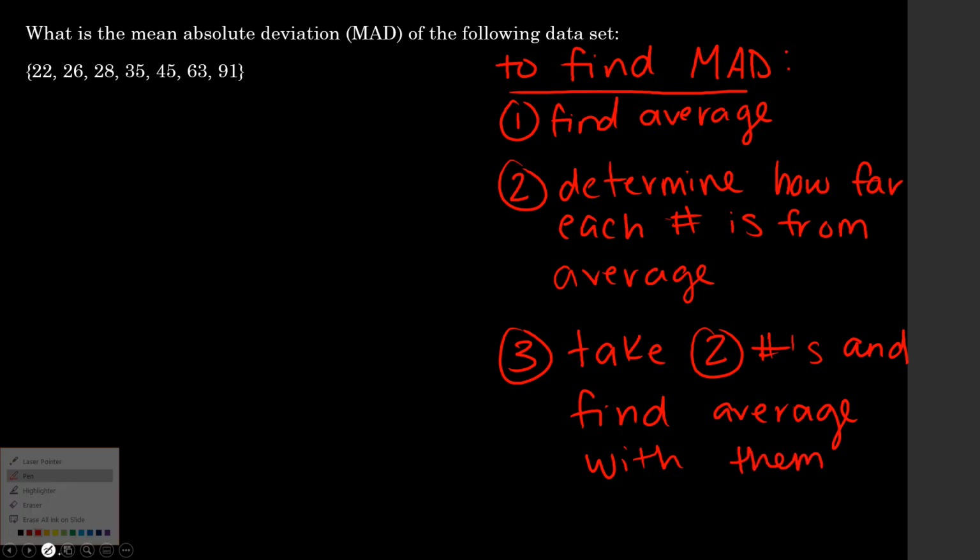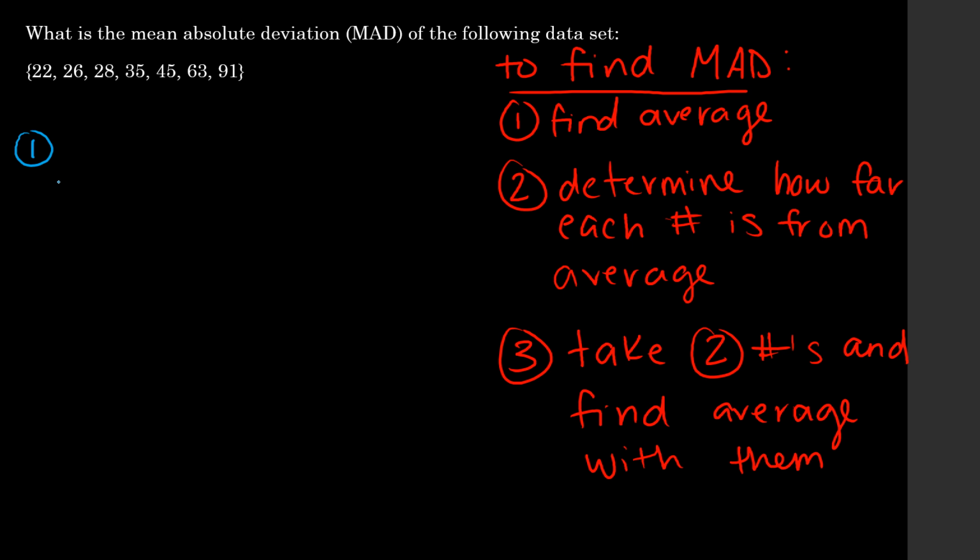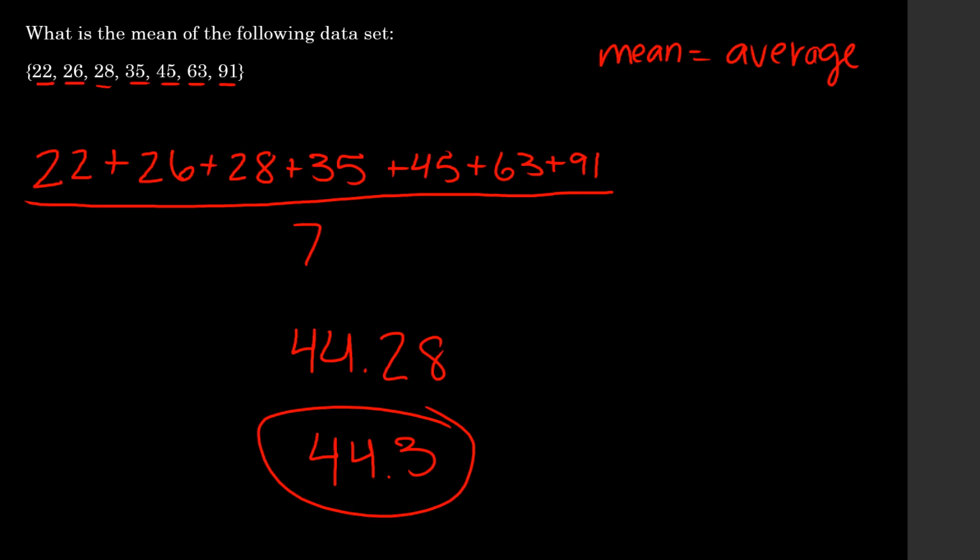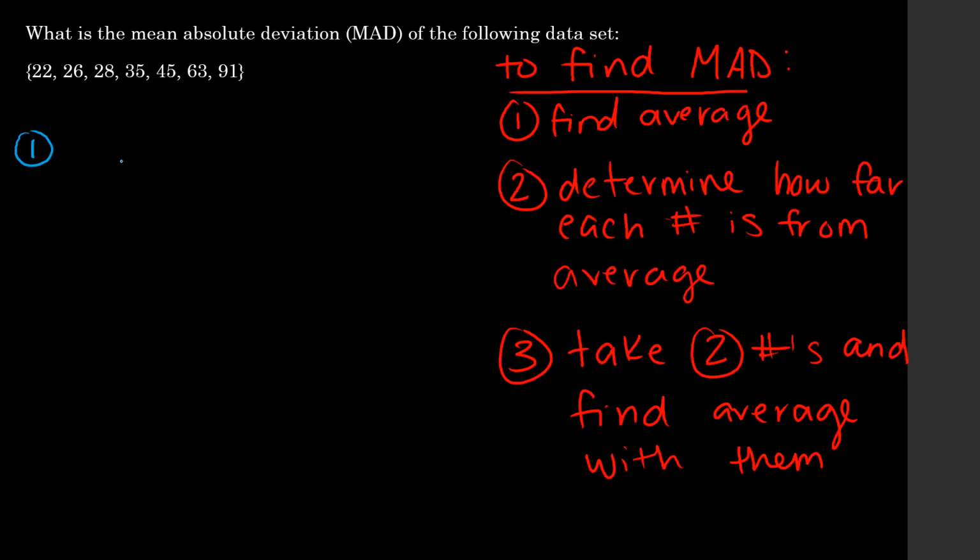Okay, so let me use a different color so that way we don't get anything messed up. Now, this set of data here, we already found the average in. So our step 1 here, we've already done. That average is 44.3. So the average is 44.3. Now, for the second one, this is what you are looking for when you're doing mean absolute deviation.